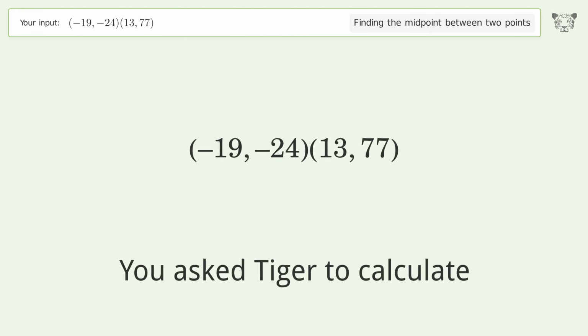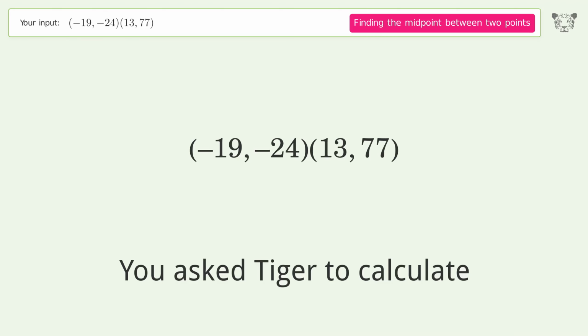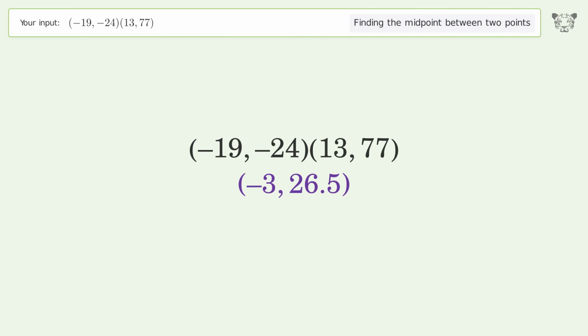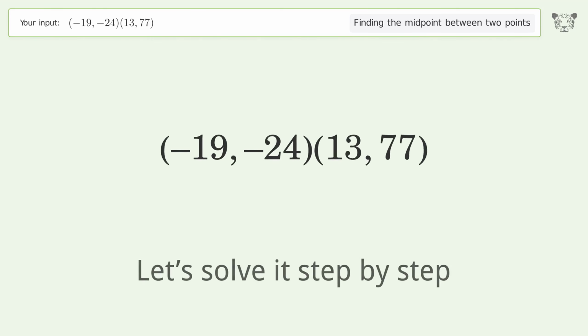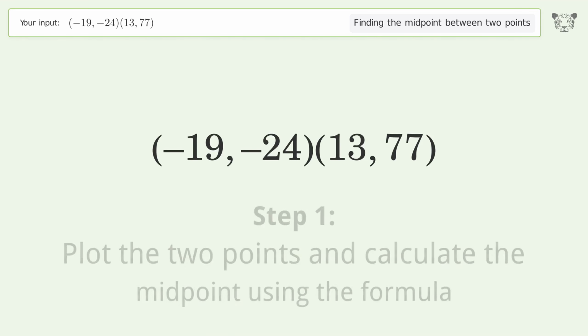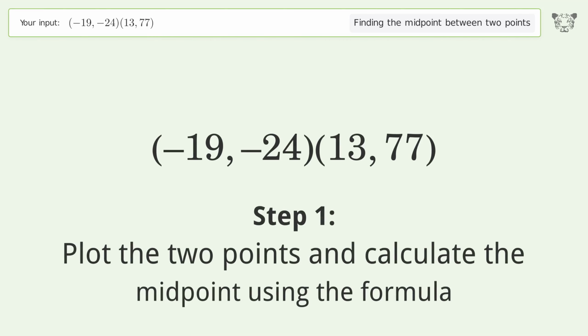You ask Tiger to calculate. This deals with finding the midpoint between 2 points. The midpoint between the 2 points is -3, 26.5. Let's solve it step by step. Plot the 2 points and calculate the midpoint using the formula.